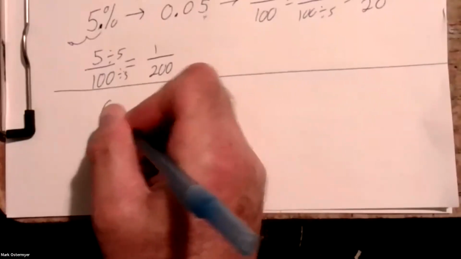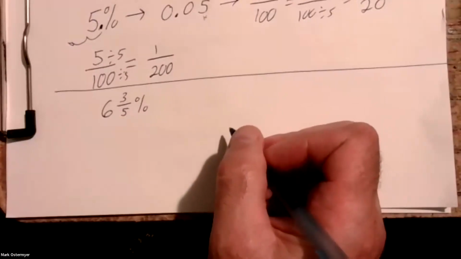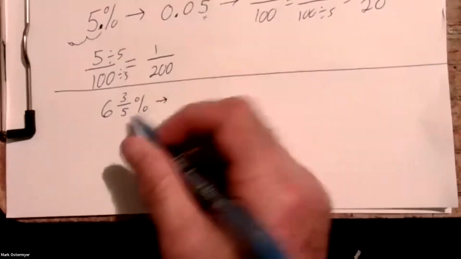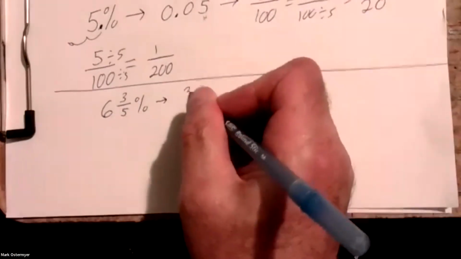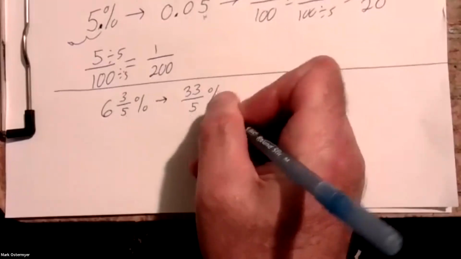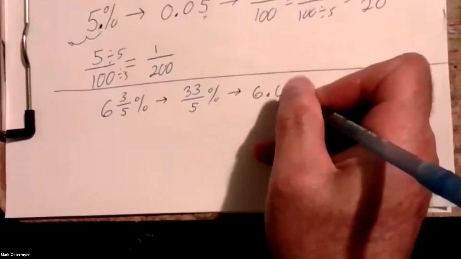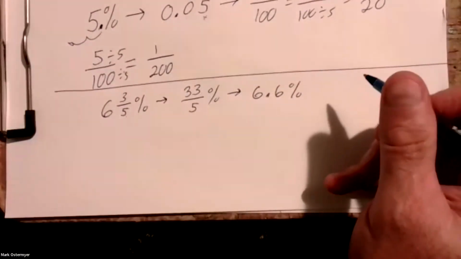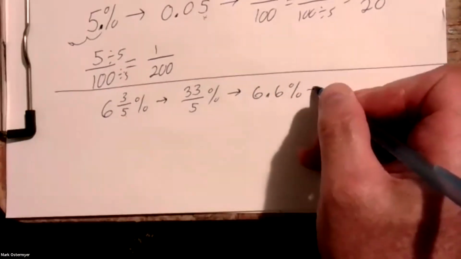If I had 6 3/5%, and I want to convert this into a fraction. Method 1. First, I'm going to turn this into an improper fractional percent. 6 times 5 is 30. 30 plus 3 is 33. 33/5%. Then I'm going to get on my calculator and turn this into a decimal percent by dividing 33 by 5. What's 33 divided by 5? 6.6. So this is 6.6%. Now, ladies and gentlemen, we convert this into a decimal by shifting the decimal point 2 places to the left and dropping the percent symbol.